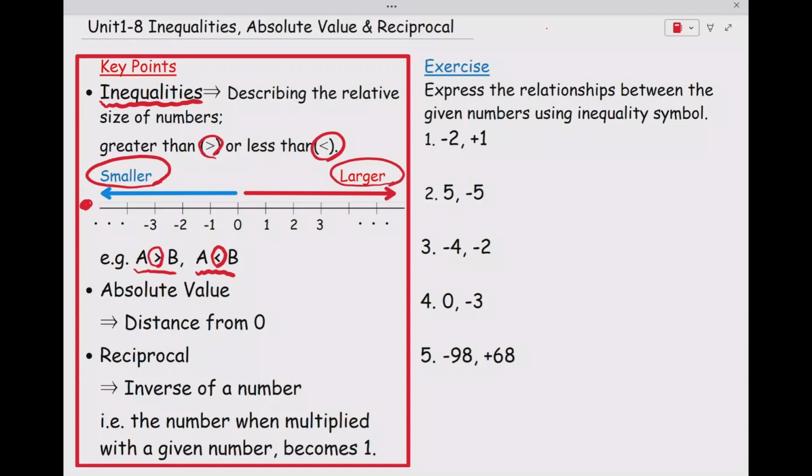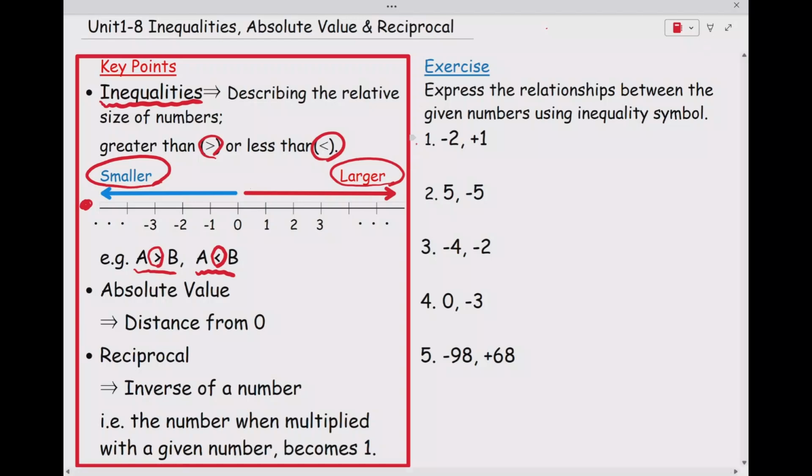Now let's look at the exercise. If you think that you can answer those questions yourself, feel free to stop this video and try it yourself first. If you are not so sure, then let's continue to look at this together. The question is to express the relationship between two numbers given in each question using an inequality symbol.